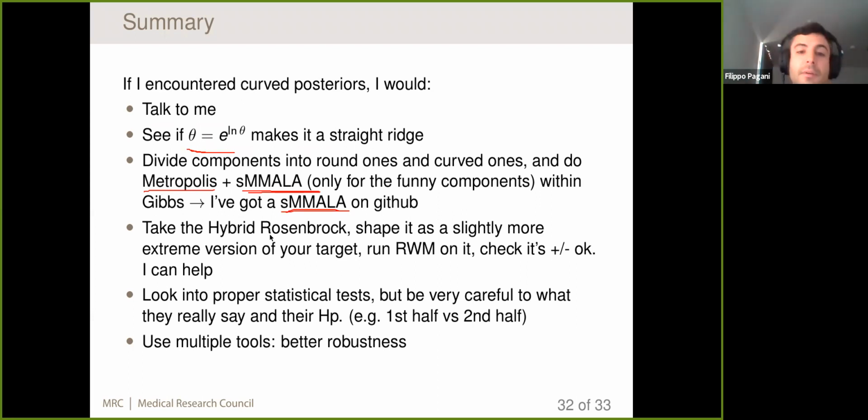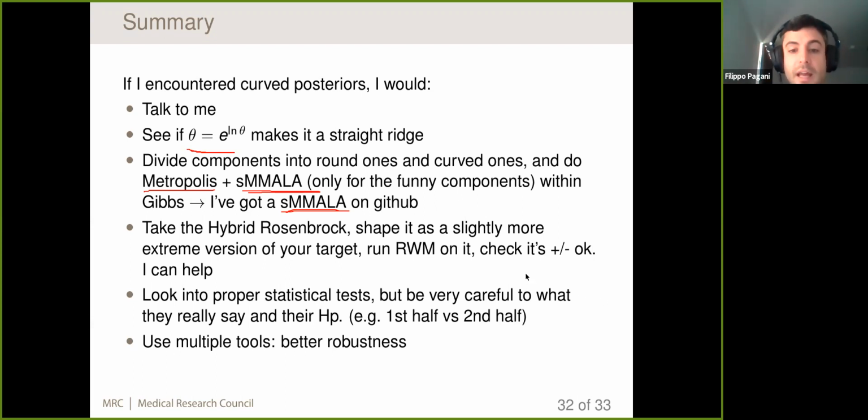Another thing you can do is take the Rosenbrock, shape it as a slightly more extreme version of your target, because about your target, you only see what you've seen, you don't know what you haven't seen yet. So you've got to be conservative and shape it in a slightly more extreme version. Then you can run your current algorithm and see whether the result is more or less close to what you expected or not. If it's not, then you know you have a problem for sure. And in that case, I can help, obviously, if you want to get in touch.